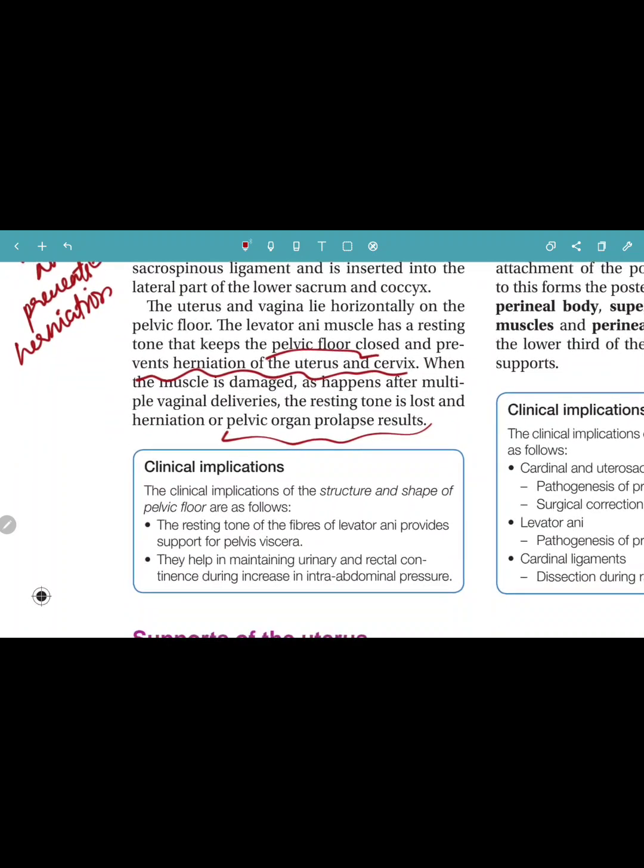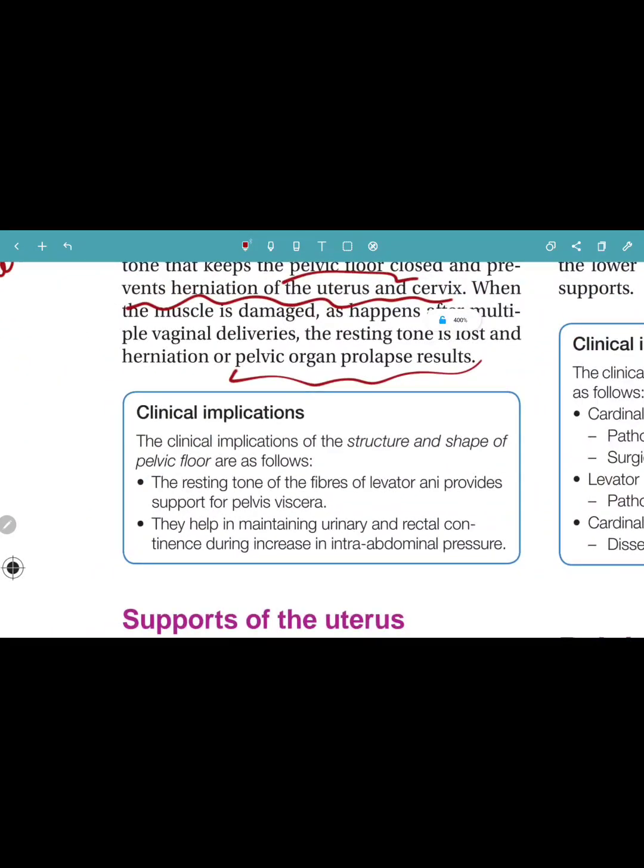Now moving on to the clinical implications. So what are the clinical implications? First, the resting tone of the fibers of the levator ani provides support for the pelvic viscera. That's the first clinical implication. And they help maintain the urinary and rectal continence during increase in intra-abdominal pressure. So whenever there is increase in intra-abdominal pressure, the urinary and rectal continence is maintained by your pelvic floor.